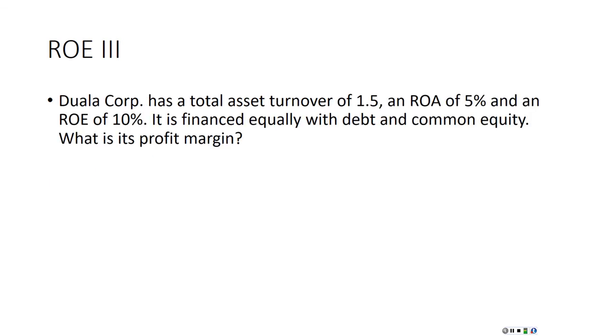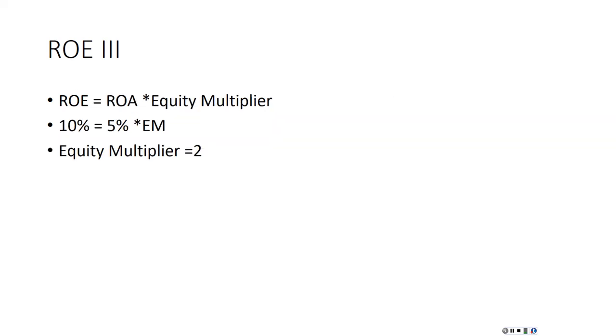ROE 3. Duala Corp has a total asset turnover of 1.5, return on assets of 5%, and an ROE of 10%. It is financed equally with debt and common equity. What is its profit margin? Well, we know from the first equation of DuPont that return on equity is equal to return on assets times the equity multiplier. So that implies that the ROE of 10% is equal to the 5% return on assets times the equity multiplier, which implies that the equity multiplier is 2.